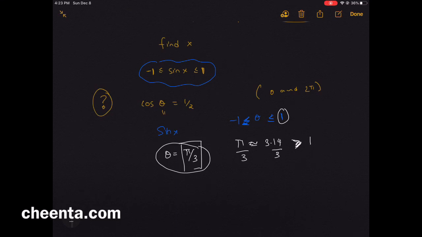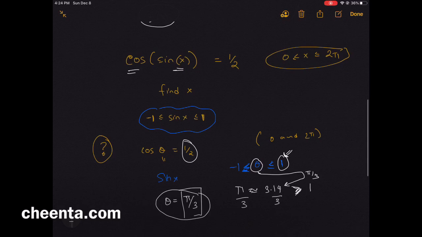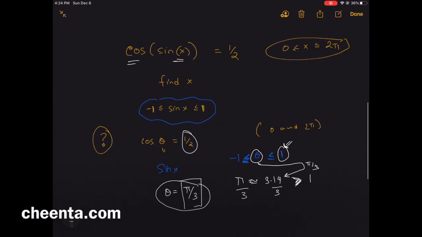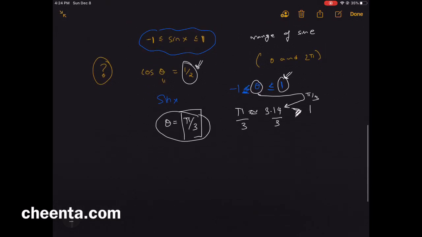3.14 divided by 3. So this theta never reaches this pi over 3 value. It sort of is stuck between -1 and 1. It never hits pi over 3, so it can never become 1/2. So we looked at the domain of cosine and the range of sine and looked at a mismatch between them to conclude that there are no solutions.